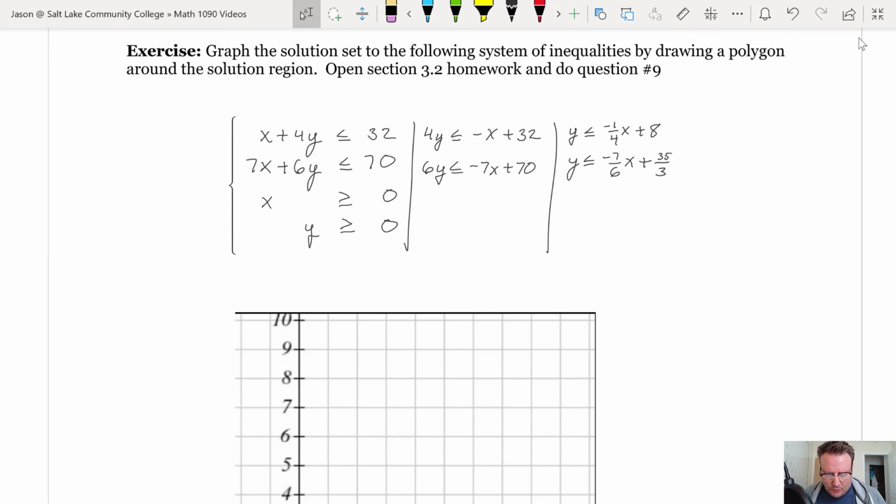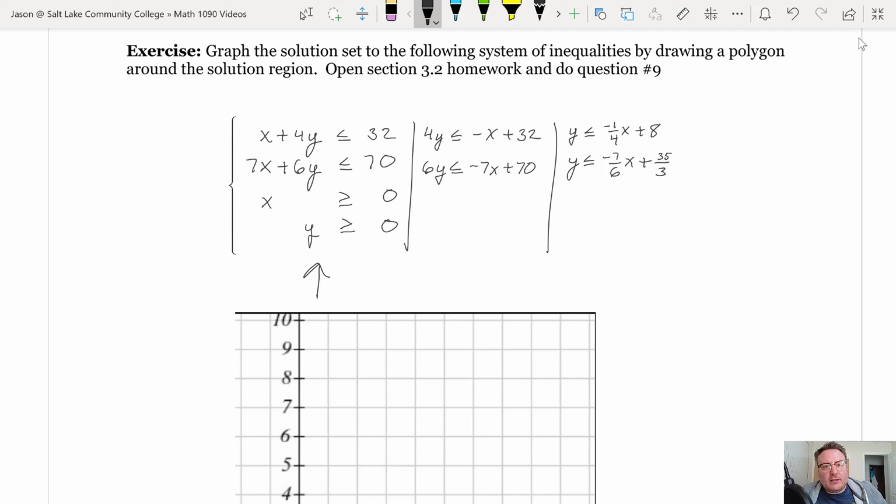Here we have a slightly more involved system of linear inequalities. This is from your homework, actually, section 3.2 homework question number 9. I've copied the inequalities down here. We have the system of inequalities that you see on the left here. And notice we have these two new ones: x is greater than or equal to 0, y is greater than or equal to 0.